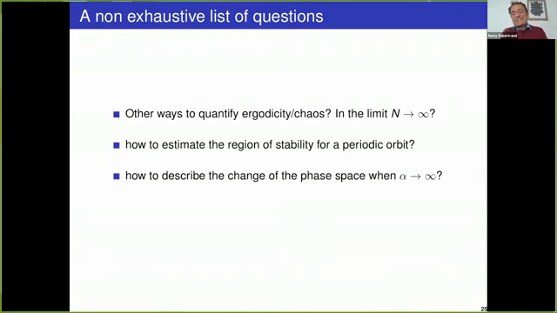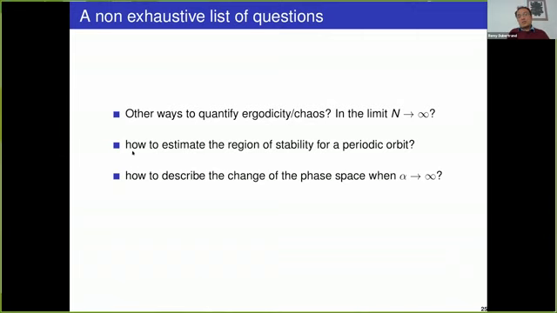As I promised, I would like to share with you the following questions about the model. The first is, what could you suggest as other ways to quantify ergodicity and chaos, especially efficient in the limit of large n? This could alternatively be formulated as how to assess integrability for a large chain, and how to assess the lack of integrability in this regime.